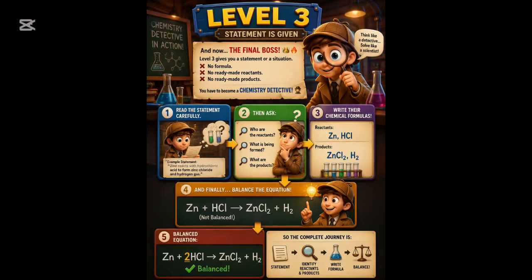Level 3. Statement is given and now the final part. Level 3 gives you a statement or a situation. No formula, no ready-made reactant, no ready-made product. You have to become a chemistry detective. First read the statement carefully, then ask who are the reactants, what is being formed, what are the products. Then write the chemical formula and finally balance the equation.